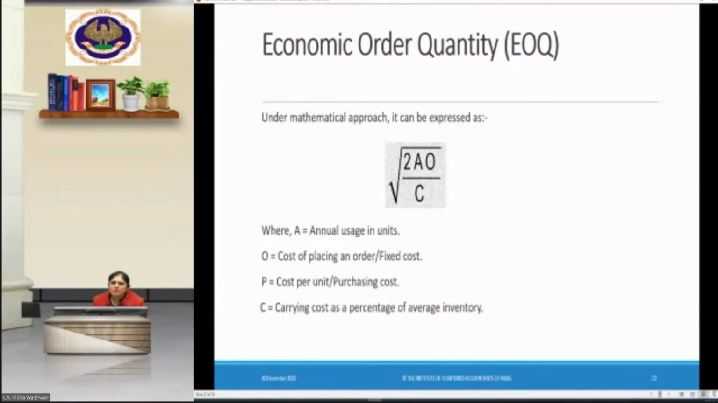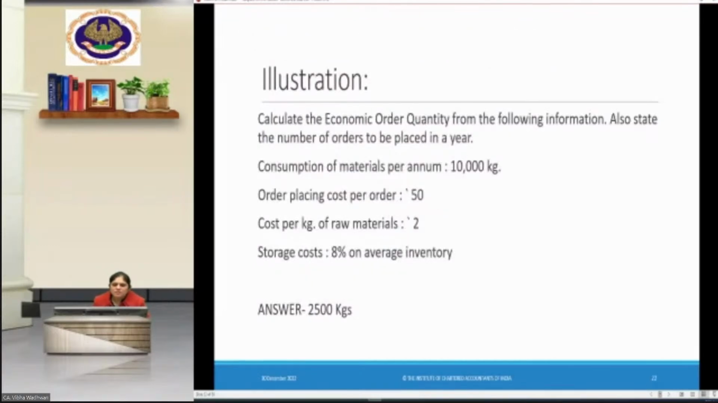So 2 is a fixed multiple. A is annual consumption of raw material. O is the ordering cost. So 2 into A into O divided by C. C is the carrying cost. It can be given in absolute amount or it can be given as a percentage of average inventory. Average inventory means the purchase price per unit. All right. So this is one illustration.